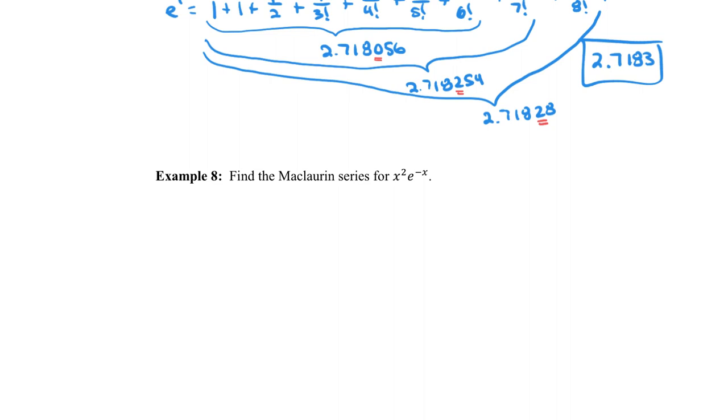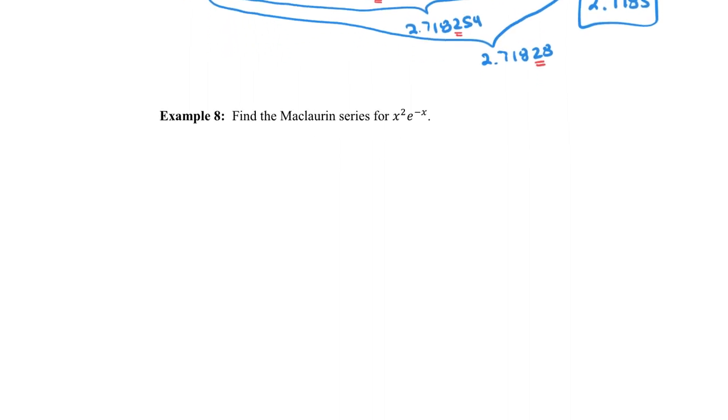But okay, so now I want to find the Maclaurin series for x squared e to the negative x. And this is much easier than it sounds because really we just need the Maclaurin series for e to the x, and we've already got it. So this is going to be much easier than you think. Let's just use what we already know. If you look at the previous problem, we figured out the Maclaurin series for e to the x, right? So e to the x is equal to the summation from 0 to infinity of x to the n over n factorial. And that's just from the example above.